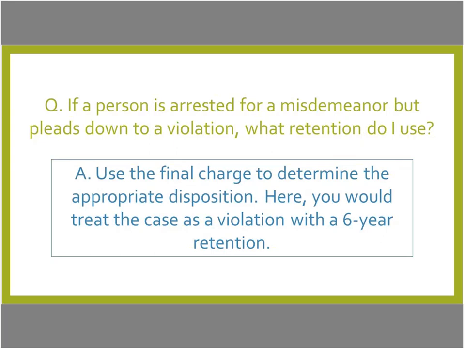This one is a question people have all the time too. If somebody's arrested for a misdemeanor but pleads down to a violation, what retention do I use? Well, you always use the final charge, because the final charge is what applies. Just because there was a previous charge is immaterial, because you have to go with the charge that it finally ended with. Because of that, this would be a violation, and the records would be kept for 6 years.